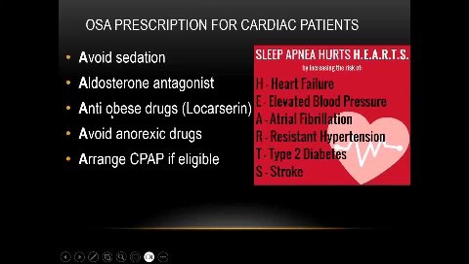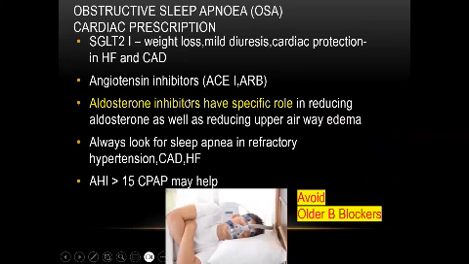So you have to make sure the drugs you are given for OSA are not endangering the heart by using these appropriate drugs. And what should be a cardiac prescription in a patient who has already got obstructive sleep apnea? The best drug will be SGLT2 inhibitors because they are going to lose weight and they have mild diuresis, and they are cardiac and renal protective.